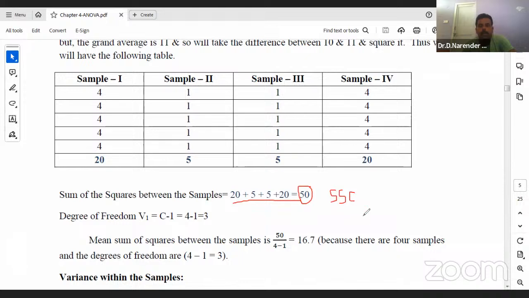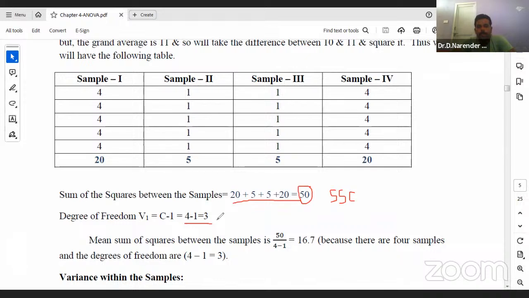Then after the SSC, variance, degrees of freedom. Degrees of freedom, that is V1 is equal to C minus 1. C minus 1 is equal to 4 minus 1, which is 3. Here C stands for columns. How many columns are there? Sample 1, sample 2, sample 3, sample 4. 4 columns are there. So 4 minus 1 is equal to 3. V1 is equal to 3.